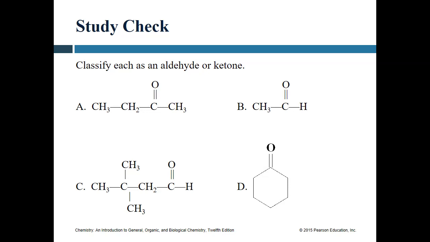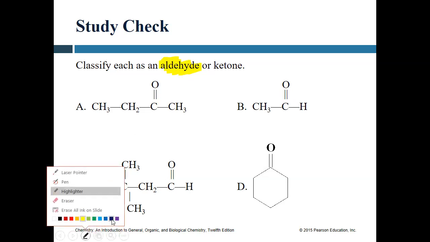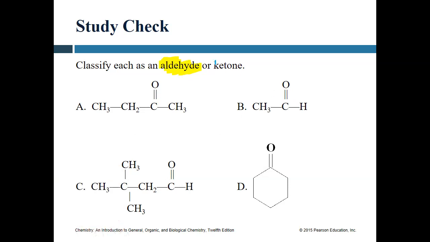All right, so let's look at each of these here, and let's just do a very simple classification. I'm going to mark all of the aldehydes here in yellow. I'm going to mark all of the ketones here in blue. So somebody give me an example of an aldehyde. Which one of these is an aldehyde? Right, B. B is an aldehyde.